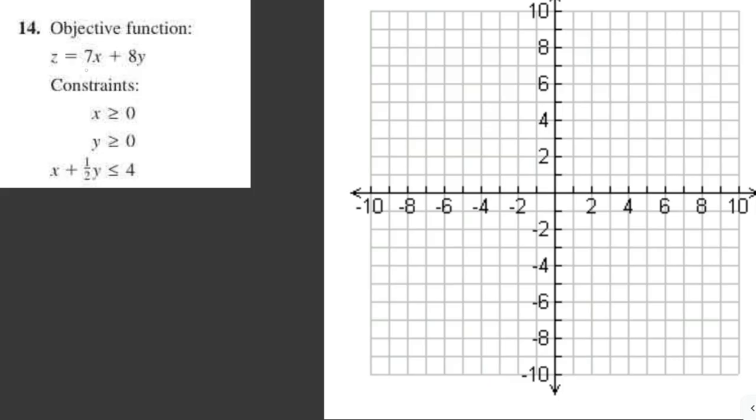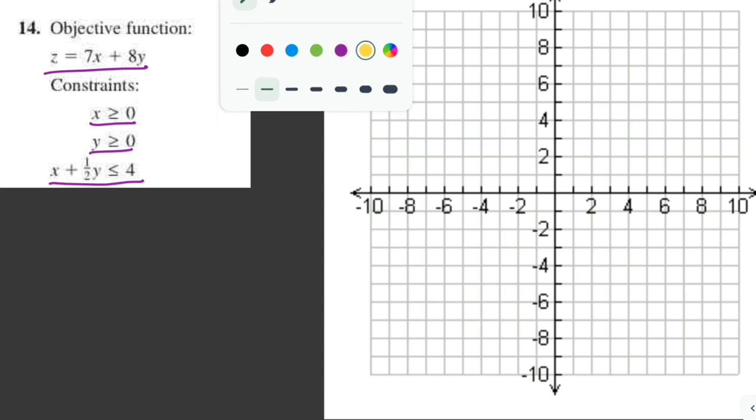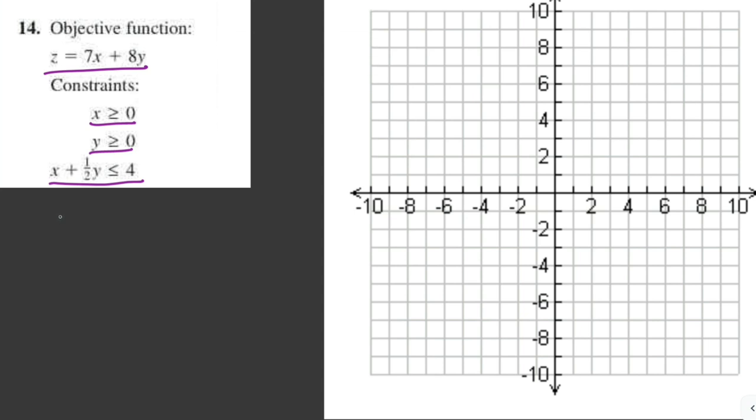Alright, here we're given the objective function z equals 7x plus 8y, and then our constraints are x greater than or equal to 0, y greater than or equal to 0, and we have x plus 1/2 y less than or equal to 4. So let's graph the linear inequality first, x plus 1/2 y less than or equal to 4. So let's graph the linear equation first. So x plus 1/2 y equals 4.